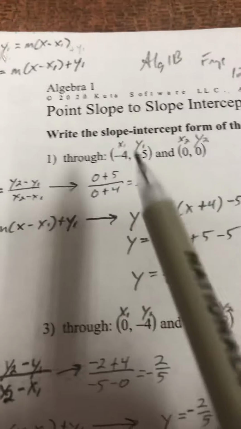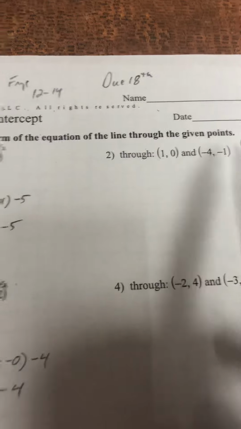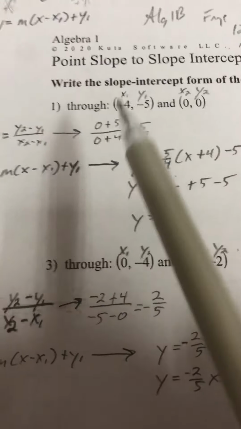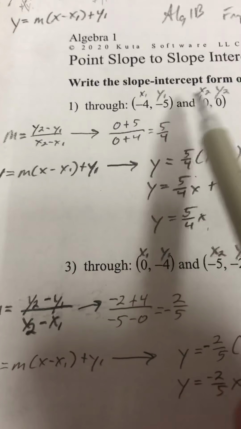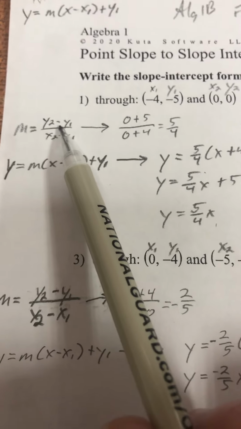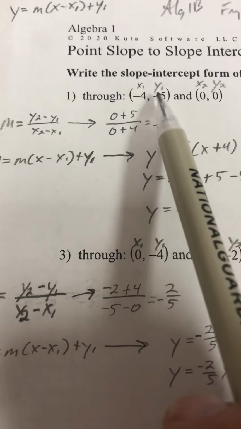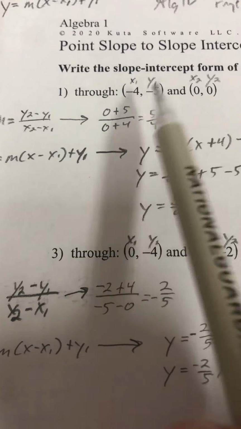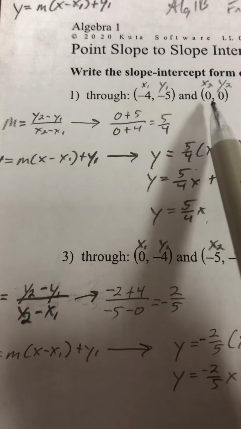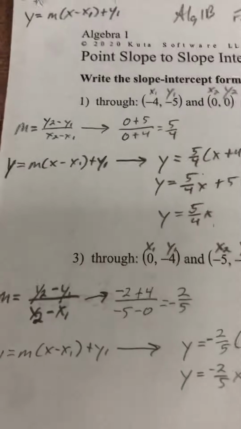Taking a look at number 1. We're to write the slope-intercept form of the equation of the line that passes through a couple of points. So we have these 2 points that are given to us. Here's my x1, here's my y1, here's my x2, here's my y2. I plug those into my slope formula to figure out what the slope is. So my y2 minus my y1: 0 minus a negative 5, minusing a negative becomes positive. Then I have 0 minus a negative 4, so 0 plus 4. So I just have 5 over 4.